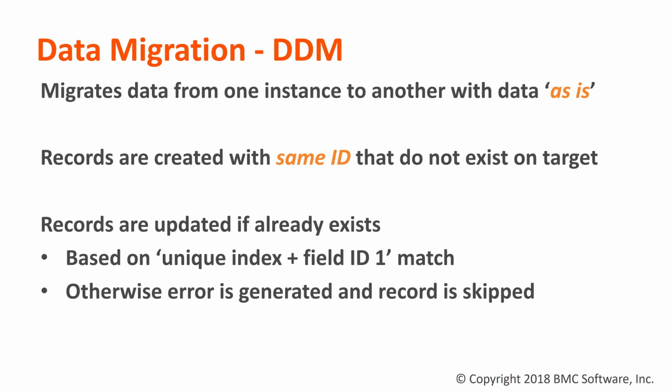If it does, we update, right? If it does not, we create, right? Let's say for some reason the field ID 1 is compromised and it's being used by another record, so we don't make the decision. We give a merge entry ID mismatch error.